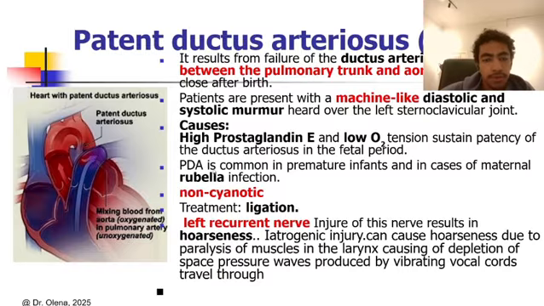It is also caused by the rubella virus, rubella infection. Now, it leads to cyanotic defects, which can show themselves as a bluish color, especially in the lips of the baby. We can treat it through ligation, but we do run the risk of potentially damaging the left recurrent laryngeal nerve. Any unintentional damage is known as iatrogenic injury, and it essentially can cause hoarseness due to the paralysis of the muscles in the larynx.